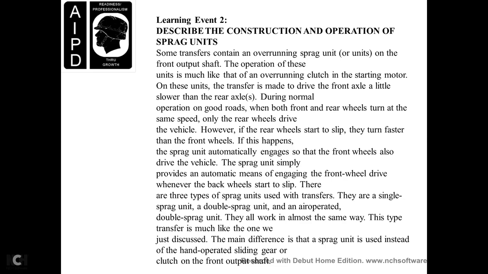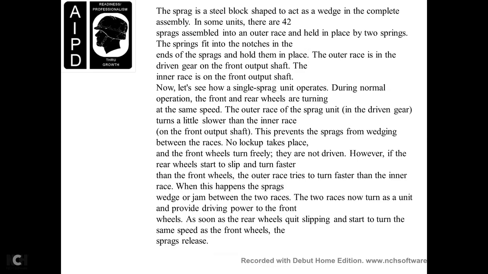In this transfer, the main difference is that the sprag unit is used instead of a hand operated sliding gear or clutch on the front output shaft. The sprag is a steel block shaped to act as a wedge in the complete assembly. Some units have a sprag assembly with the outer race held in place by two springs, with a ring fitted with notches at the ends of the sprags, holding them in place. The outer race is the driven gear, and the inner race is on the front output shaft.